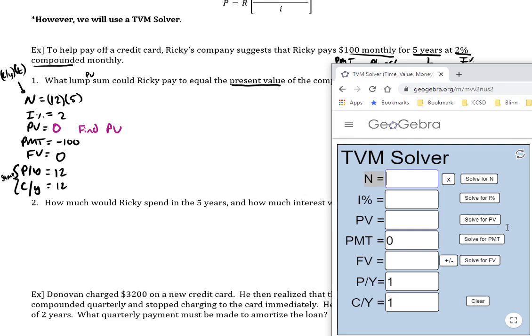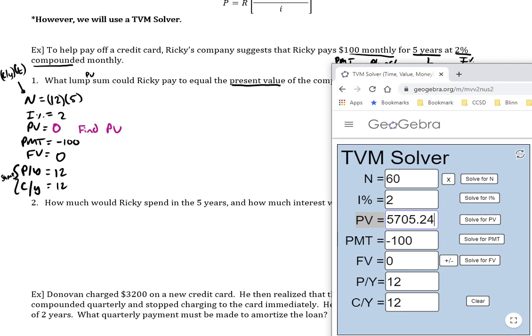In our TVM solver, we've got 12 times 5, and it does it for us. It's 60. And then we have 2. And then our present value, we'll use 0 for now as a placeholder. Payment, negative 100. Future value, 0. And then the payments per year and the compounds per year are each 12. And on this, it lets us know which one to solve for. We're solving for present value, so we'll click it, and there we go.